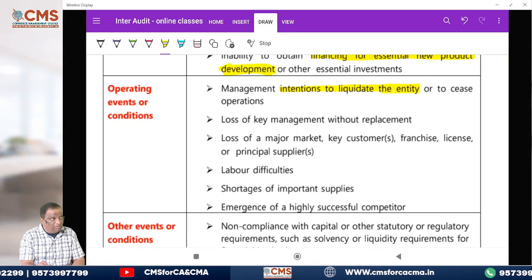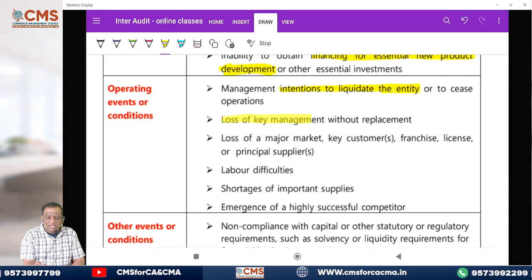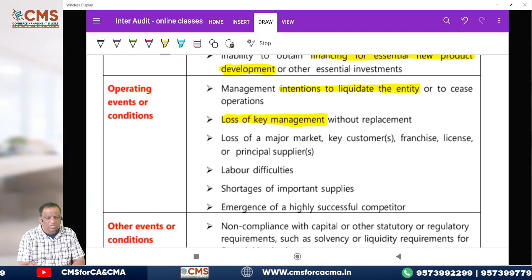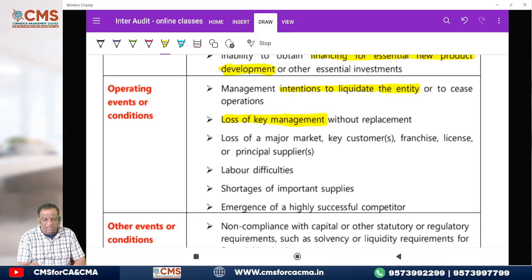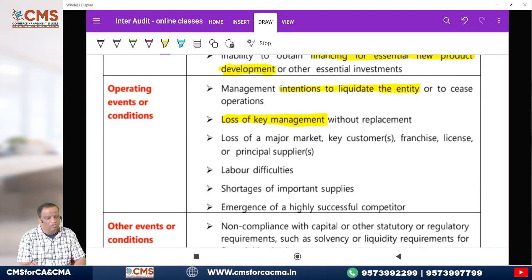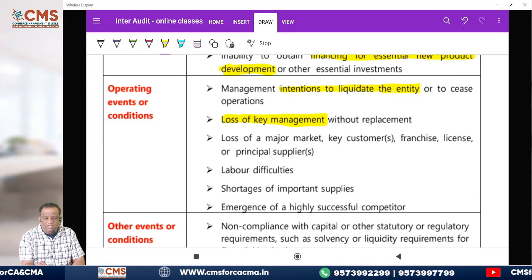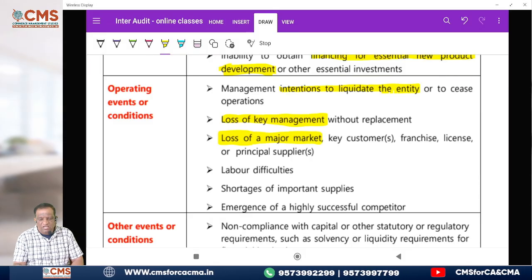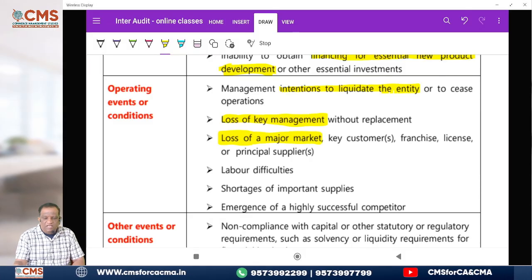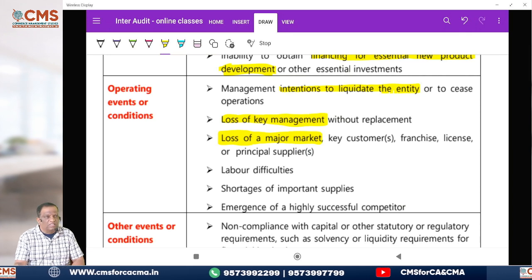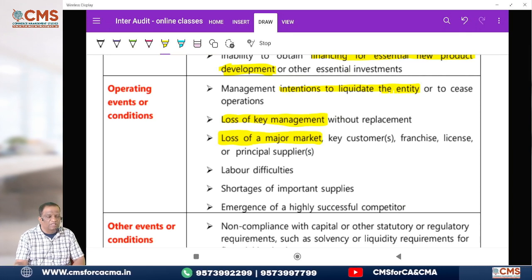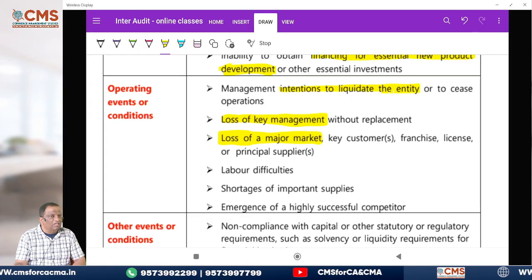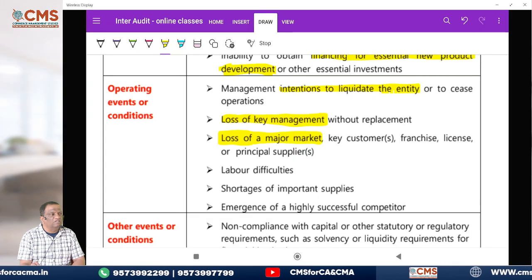And similarly, loss of key management. Important people are resigning without replacement. Like, your managing director has resigned and you are not replacing him with anyone, then how long will your entity continue? And loss of major market, like what happened to all the travels when Ola, Uber and all came. Otherwise, every colony used to have Ganesh rentals and Srinivasa rentals and all this kind of stuff. But with Ola, Uber and Rapido coming, you don't see the travels at all. They have become very negligible. So that is loss of major market.